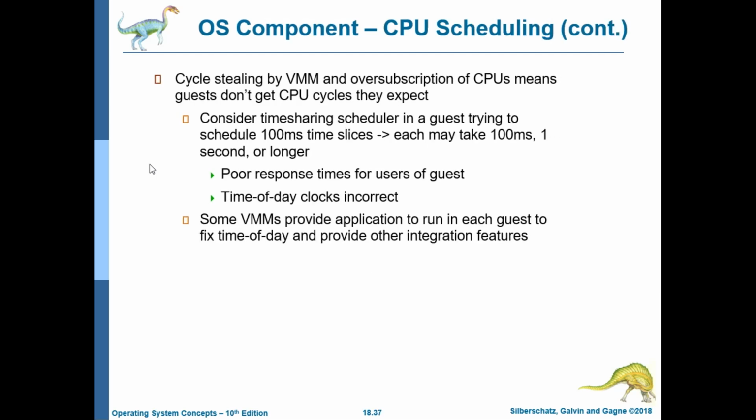Cycle stealing by the VMM and oversubscription of CPUs mean guests don't get the CPU cycles they expect. Consider a time-sharing scheduler in a guest trying to schedule 100 millisecond time slices. Each may take 100 milliseconds, 1 second, or longer. The problem with this is poor response times for users of the guest, and time of day clocks are incorrect. Some VMMs provide an application to run in each guest to fix time of day and provide other integration features.